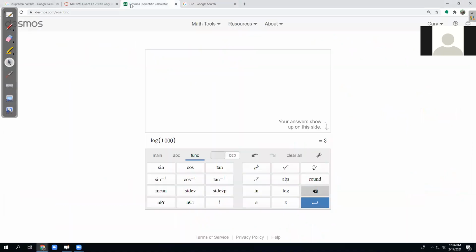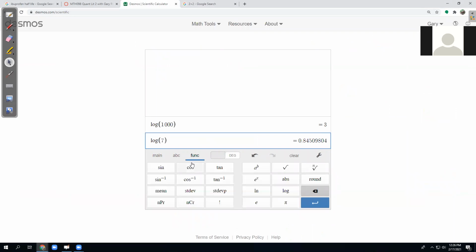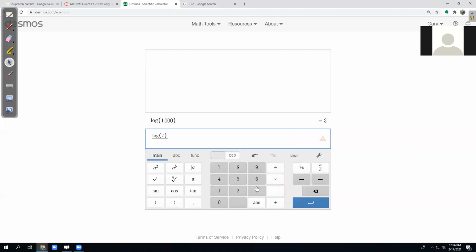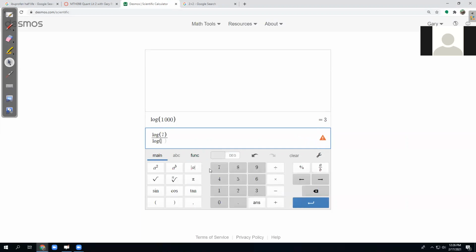On my Desmos calculator, what does that look like? Pretty similar, but Desmos has the fancy fraction button. So I would do my log of 7. To get there from the main keyboard, I had to go to function. If you have like a Casio or a TI scientific calculator, there should be a log button right near the numbers. And then here I'm going to divide, and then I have to go back and get my log of 2. And I should get the exact same answer that the Google calculator gave me, 2.807 roughly. If you want more accuracy, just keep grabbing decimal places.